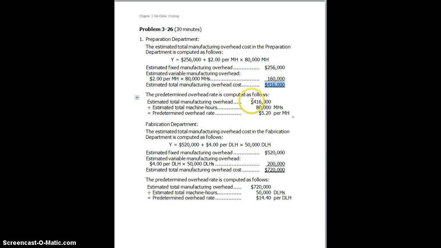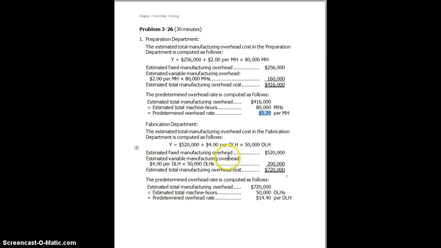Based on that, to calculate our predetermined overhead rate, we will use that same $416,000 of estimated manufacturing overhead, divide that by our total machine hours of 80,000 machine hours to come up with our predetermined overhead rate of $5.20. So if we take the $416,000 divided by 80,000, we come up with $5.20 as our predetermined overhead rate for the preparation department.